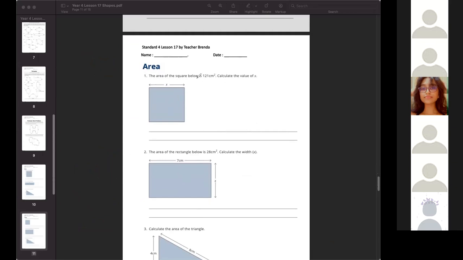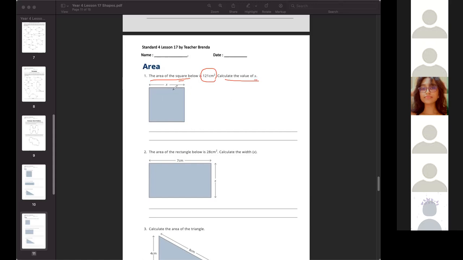Okay. Wait, darling, wait. What you're telling me, 121 centimeter? Okay, read the question first. The area of the square below is 121 centimeters squared, which means they calculate for you already. Calculate the value of x. Remember, you learned x and this a and the b and the c. They are all called unknowns. When you don't know anything in maths, you just put an alphabet value for it. Okay? So this is x.